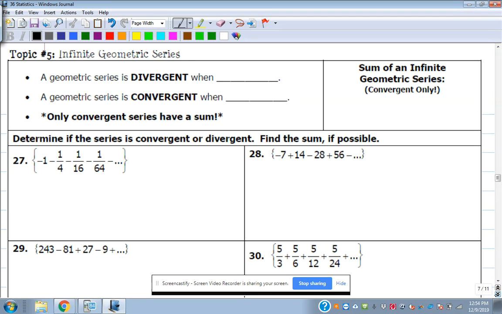Let's look at this last thing. It'll be the last thing we talk about today. Convergent and divergent geometric series. Okay. Divergent. What's that word even mean? Diverge. What is it? Y'all read that wrong? Yeah, there it is.